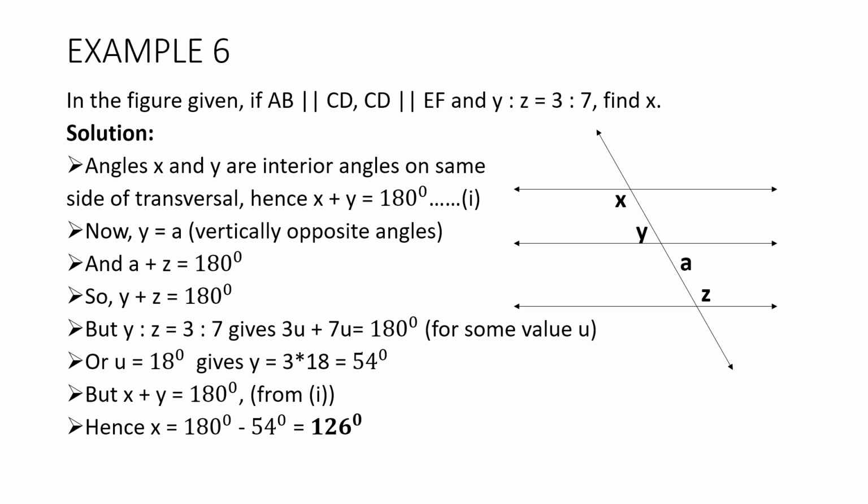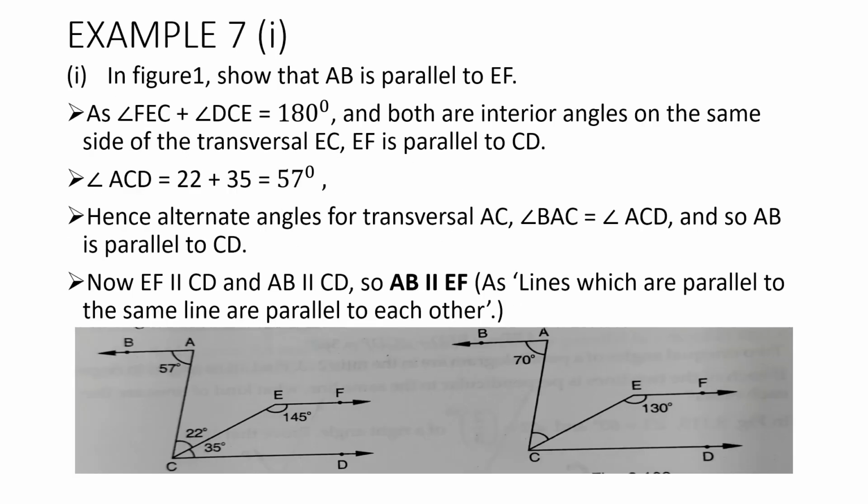But already from 1 we have X plus Y is 180 degrees. So putting the value of Y as 54 degrees, we get the value of X as 180 degrees minus 54 degrees, which is 126 degrees. Another different type of example. In figure 1, show that AB is parallel to EF. In the first figure, we have to show that AB and EF are parallel to each other.